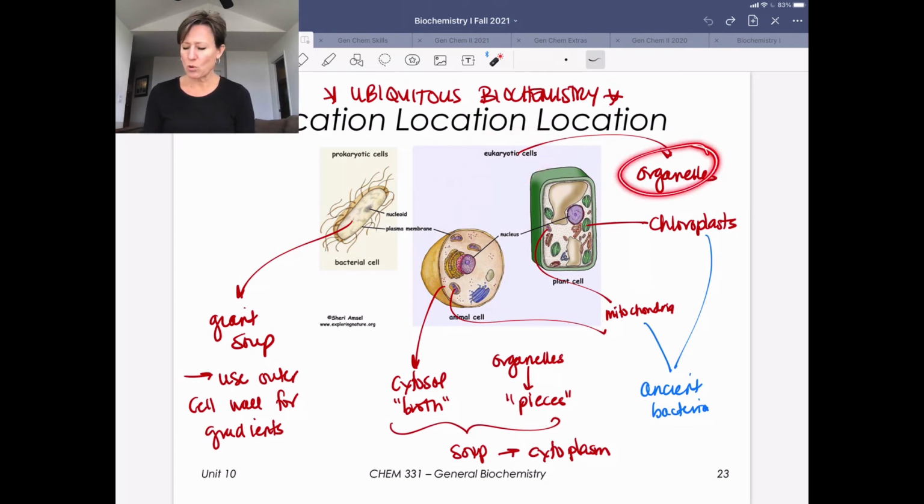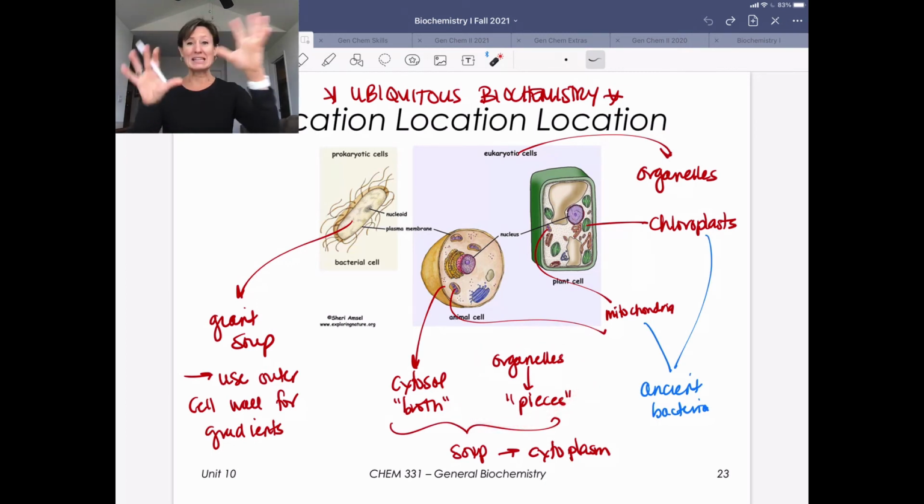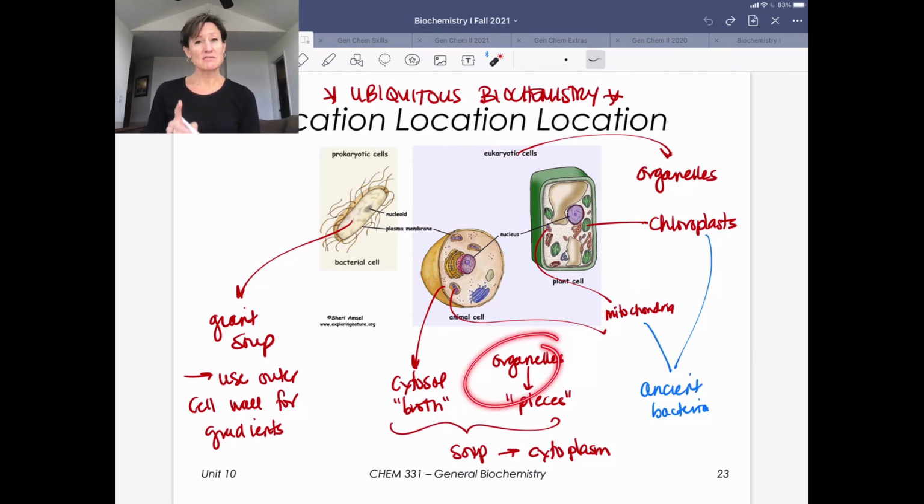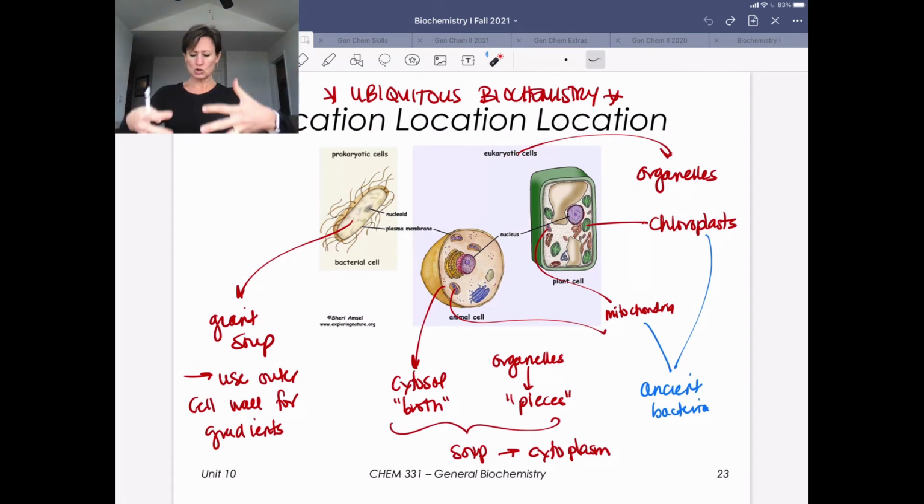So eukaryotes have organelles. Importantly, we've been talking about mitochondria as an important organelle. And differentiating some terminology here, all eukaryotes and having those organelles represent pieces that are within this broth of what we call cytosol. So all the liquid stuff that's inside a cell that's not a specific organelle is called cytosol. And when we mix the broth and the pieces together, that soup is what we call cytoplasm.